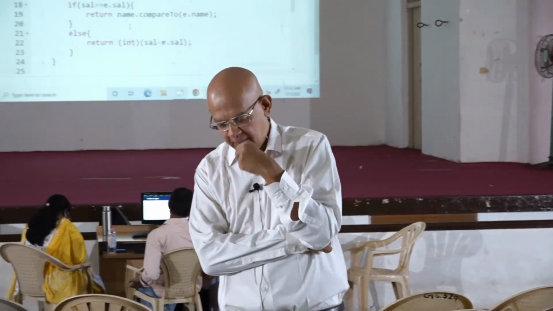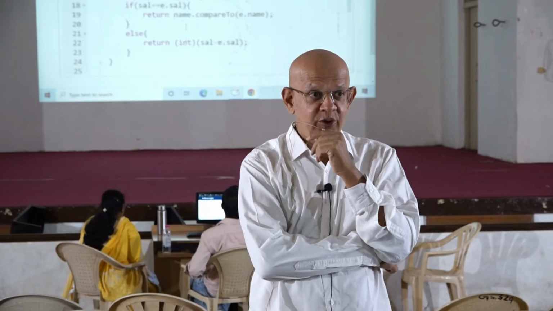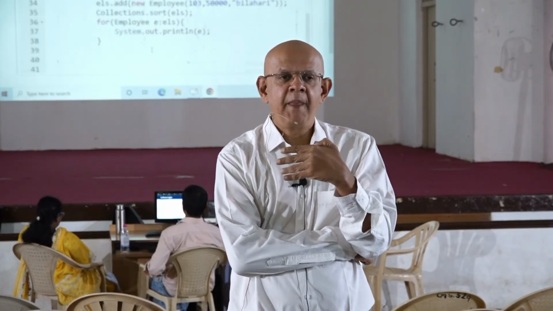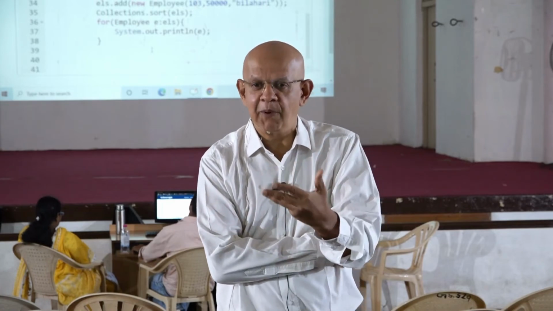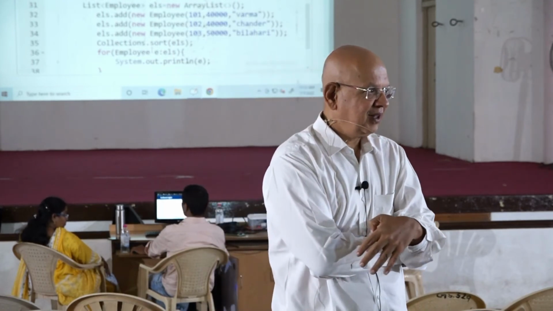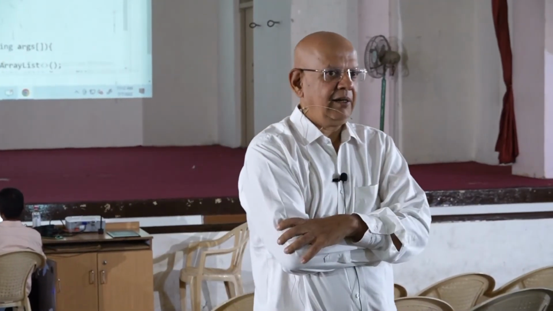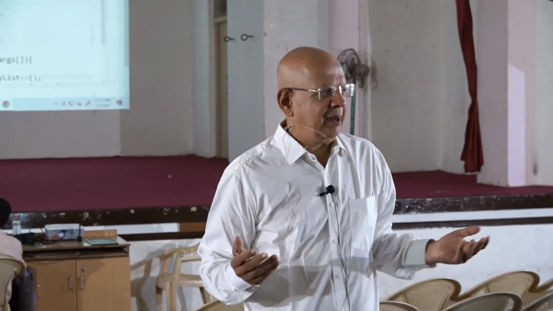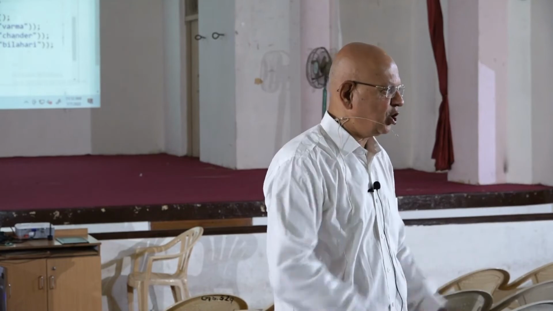Okay, now we move to the next step. One more step and we are done with sorting. What happens here? This is called the natural order of sorting employees, which is what? Salary first, name second. So when I blindly say sort on employees, this is what I get. I get them sorted based on their salary, and if the salaries happen to be the same, then on their names. This is my natural ordering.